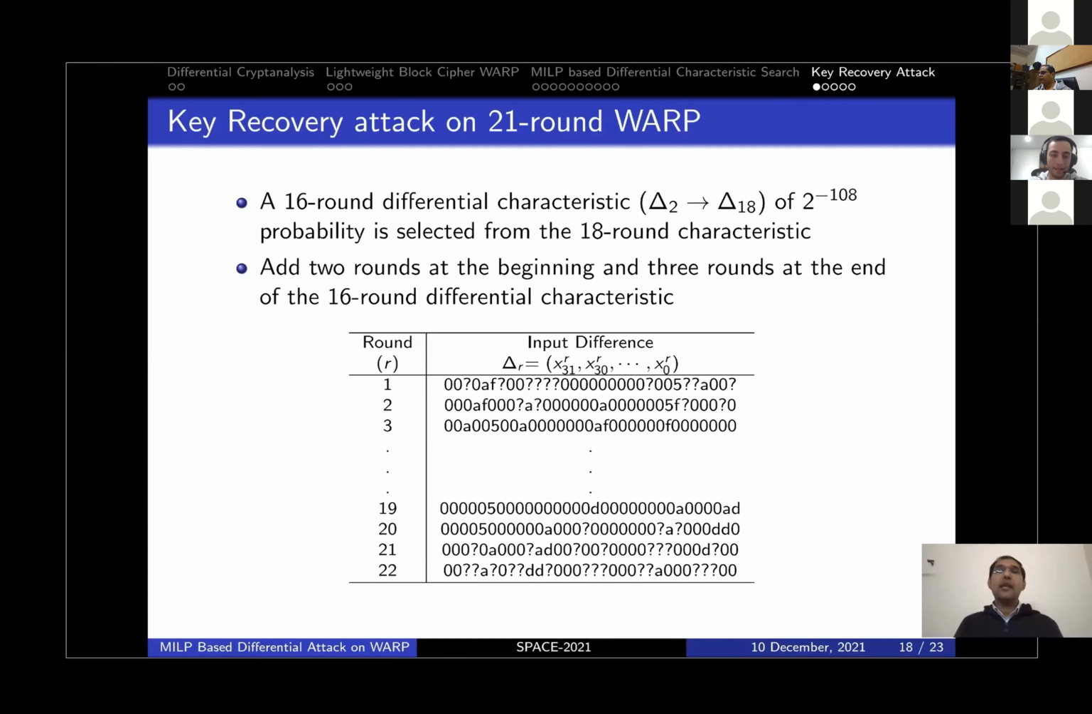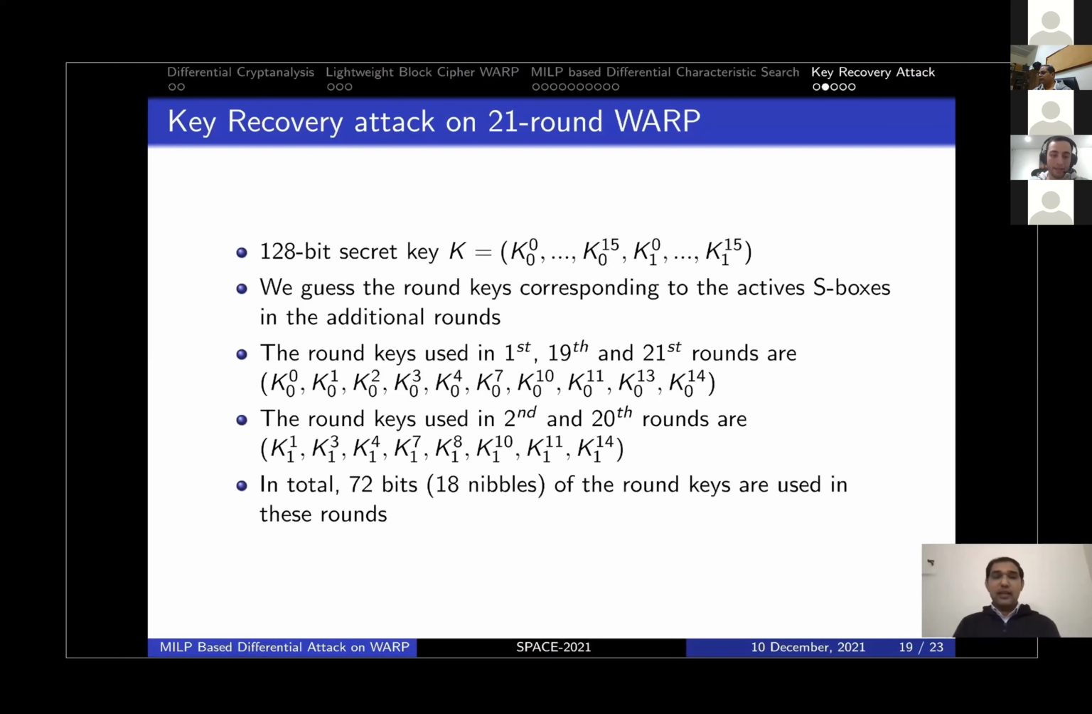As mentioned previously, the 128-bit secret key is represented in two 64-bit parts, K0 and K1. Each of K0 and K1 has 16 nibbles and each nibble has 4 bits. K0 is used for odd rounds while K1 is used in even rounds. We guess the round key corresponding to the active S-boxes in the additional rounds.